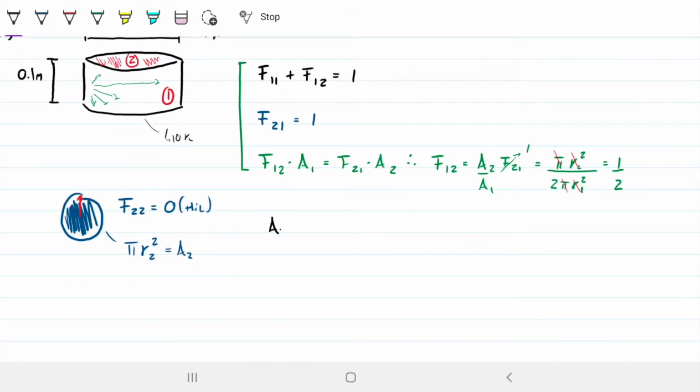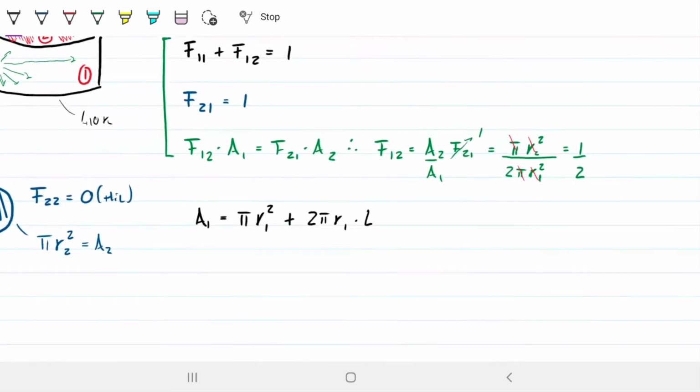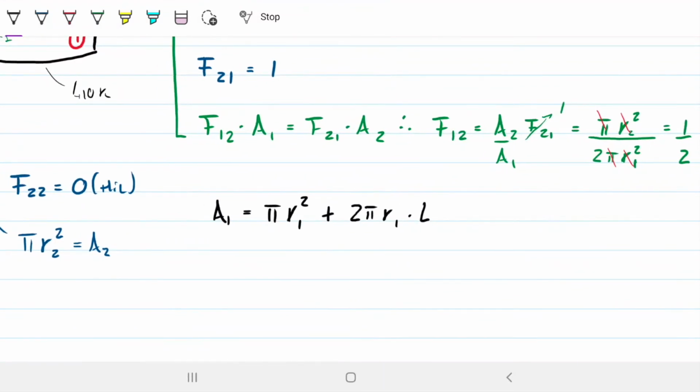Area 1. Because now area 1 is a cylinder, so we have the bottom of the cylinder, which is going to be exactly the same thing, right? So just this part here, pi r squared. So pi r squared, so r1, plus the side of the cylinder, which we know to be 2 pi r, the circumference times the height, right? So 2 pi r1 times the height, or L. Let's put L. You're used to using L there for length. Let's use L now, or H if you want.